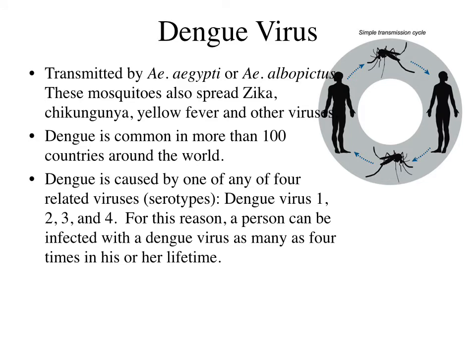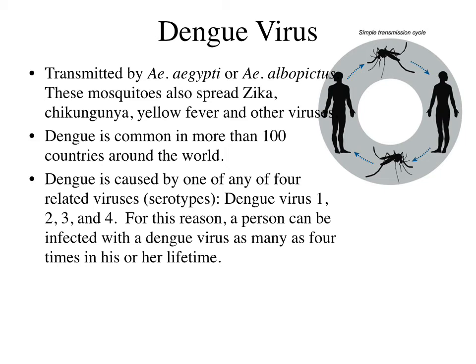Dengue virus is spread to people through the bite of an infected Aedes mosquito. These mosquitoes also spread Zika, chikungunya, and other viruses. Dengue is common in more than 100 countries around the world. 40% of the world's population, about 3 billion people, live in areas with a risk of dengue. And in those areas, dengue is often a leading cause of illness. Each year, up to 400 million people get infected with dengue. Approximately 100 million people will get sick from the infection, and 22,000 will die from severe dengue.